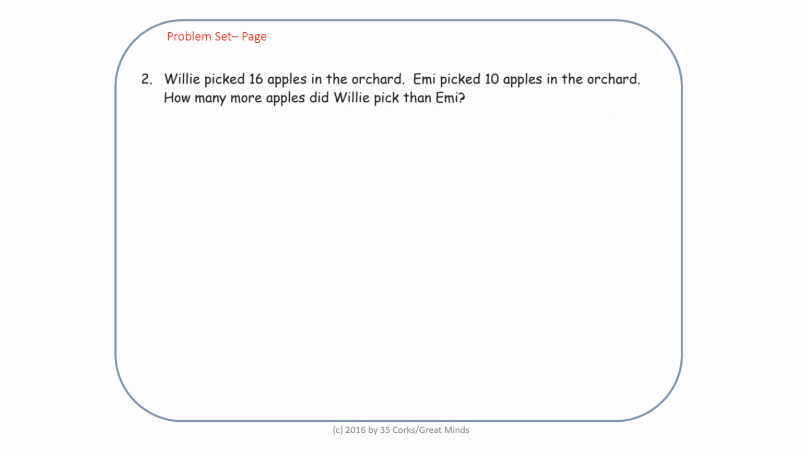Number 2 says Willie picked 16 apples in the orchard. Emmy picked 10 apples in the orchard. How many more apples did Willie pick than Emmy? I'm going to read it again. Willie picked 16 apples in the orchard. Emmy picked 10 apples in the orchard. How many more apples did Willie pick than Emmy? Your 2 minutes is starting. Try your best. Make sure to draw, label, try a double tape diagram, write your number sentence out in your answer.